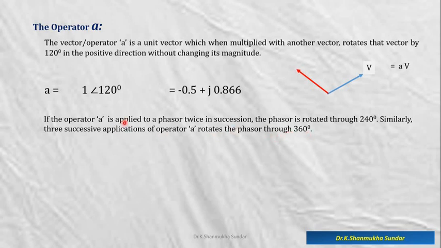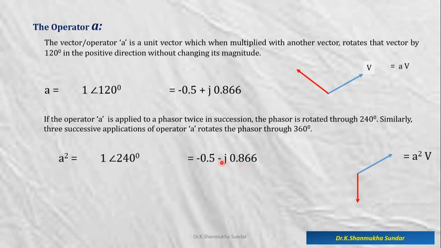Now let us see when it is multiplied twice. So what is the value? A square has unit magnitude, and it will rotate through an angle of 240 degrees. Now you see this is your initial vector. When it is multiplied with A square, this vector is rotated in a counterclockwise direction by an angle of 240 degrees. So this is the position when it is multiplied with A square. So A square is 1 at an angle of 240 degrees, that is equal to minus 0.5 minus j 0.866.